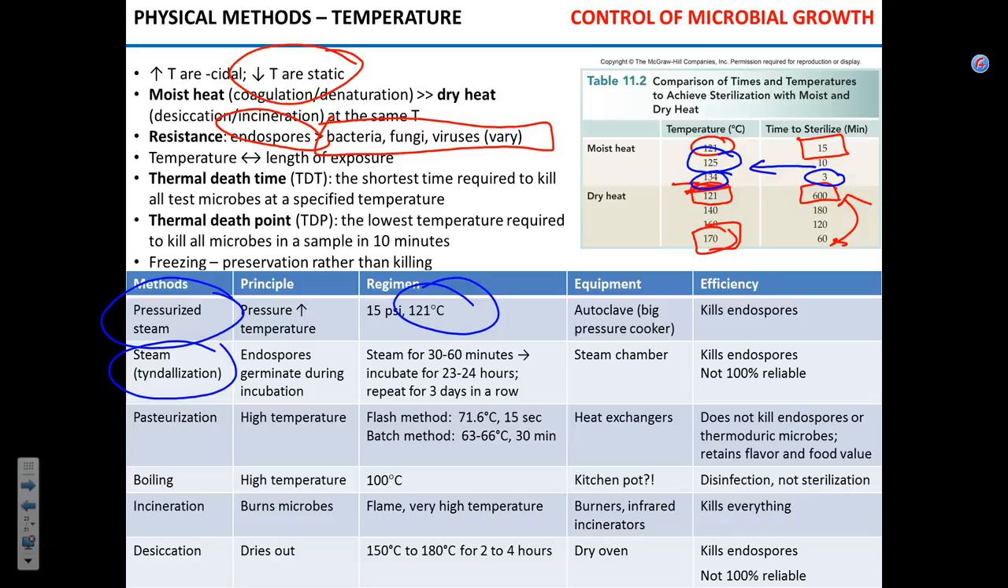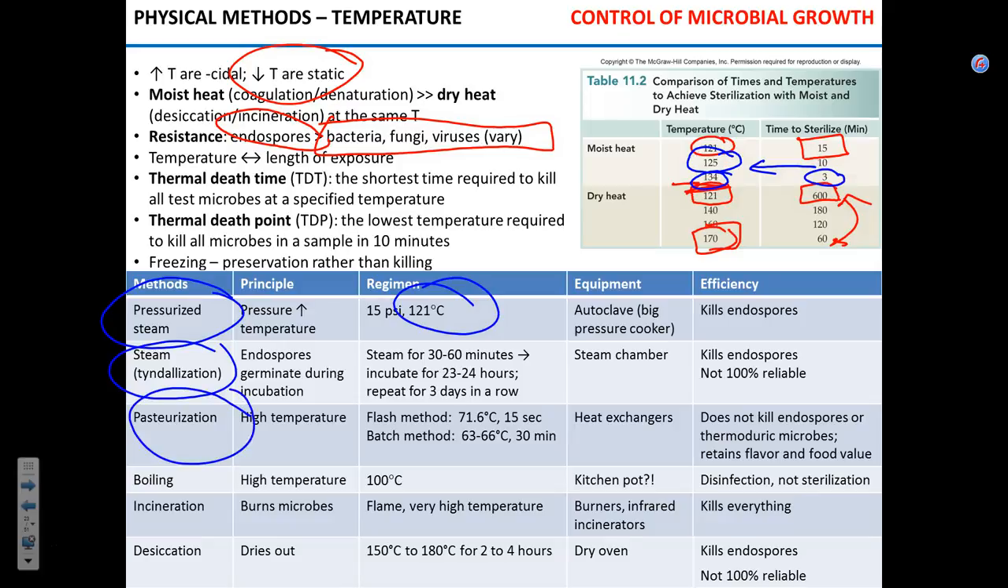And every cycle you kill those freshly germinated vegetative cells. So usually three cycles are run. This method is not 100% reliable, because even after three cycles, you don't really know how many endospores are left, if all of them germinated or not. That's good. But you can use it if you don't have autoclave.